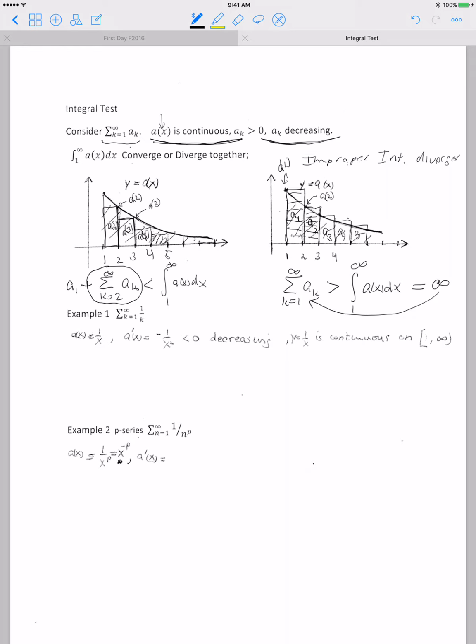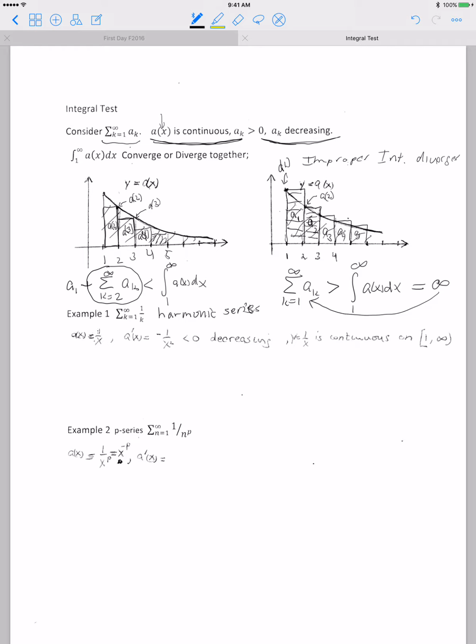Okay, so let's apply the integral test to some examples. In example 1, this is just the harmonic series. We've already looked at it as an example in class. We know that it diverges, but we're going to show that it diverges using the integral test. So my function a of x, I just replace the index k with x.